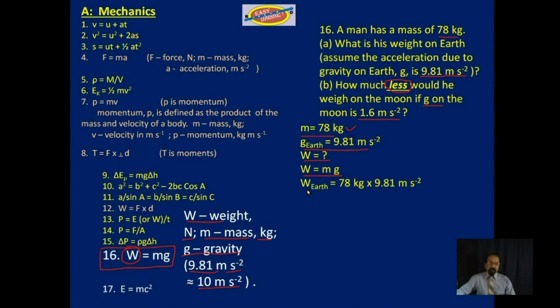So we just substitute these numbers that we are given and we come up with 765.18780 newtons. You cannot leave the answer like that because this 78 has two significant figures and this 9.81 has three significant figures. Your answer cannot have more significant figures than the factor with the least number of significant figures for multiplication and division. So our answer can only have two significant figures.